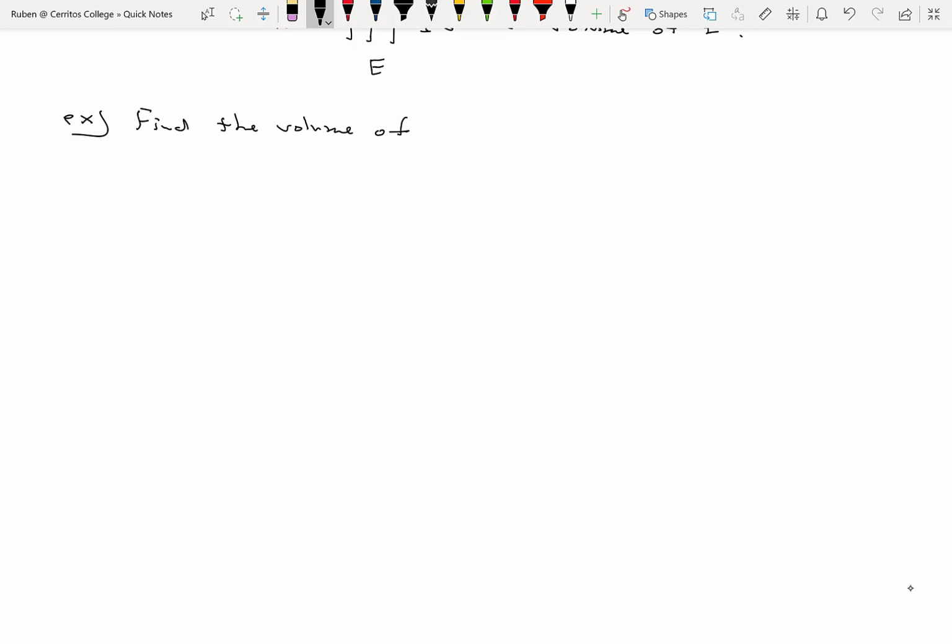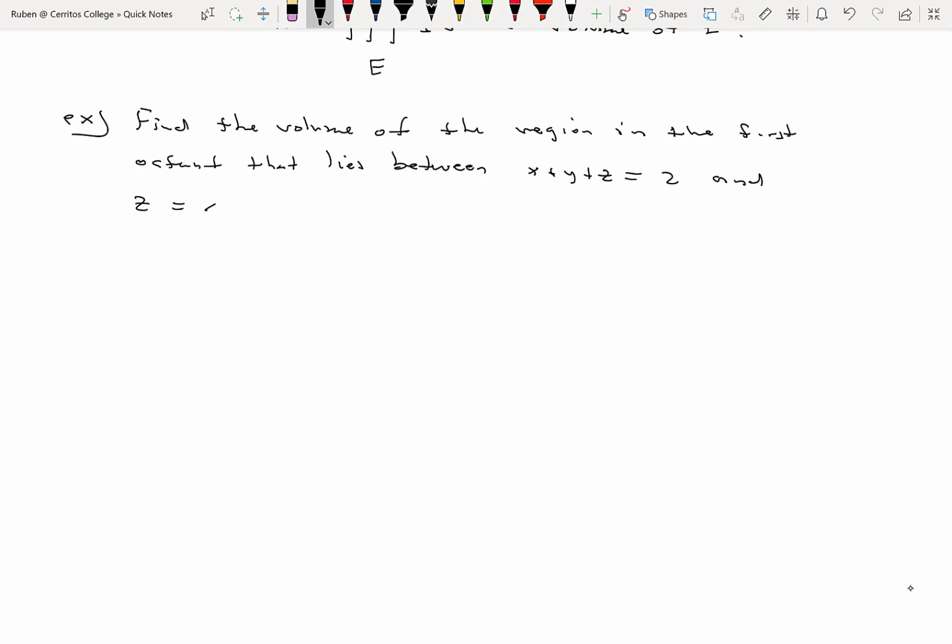Let's say the region in the first octant that lies between two planes. The planes x plus y plus z equals 2, and the plane z equals x plus y.